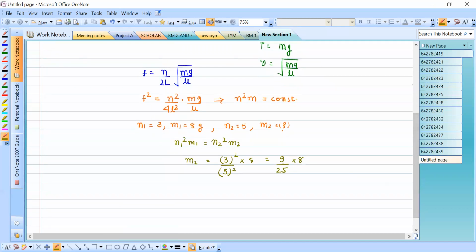So 9 8s are 72, and 25 3s are 75, so the mass should be 2.88 gram. Or approximately you can take 2.9 gram of mass. So that is our answer.